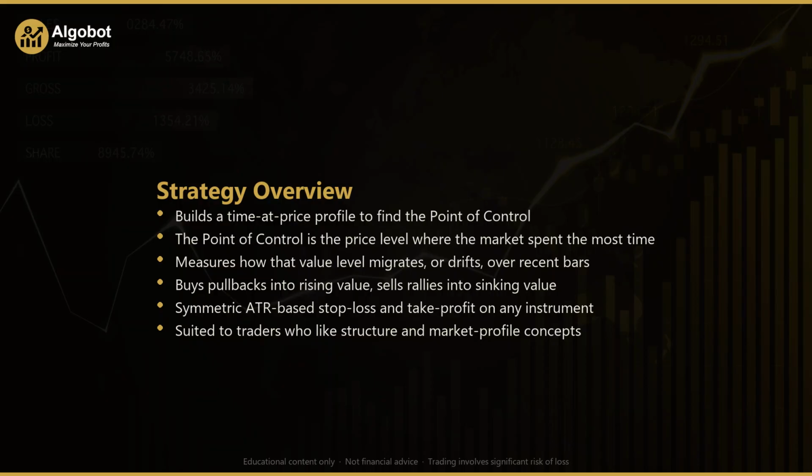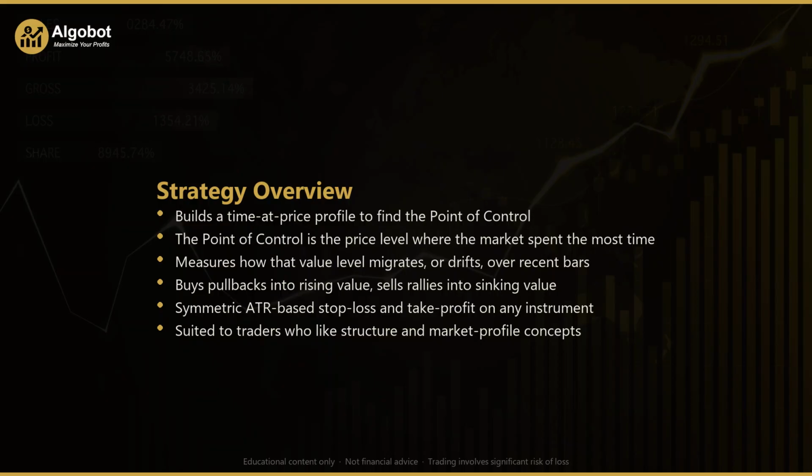In plain language, the point of control is the single price level where the market has spent the most time over the window. Many traders think of it as a kind of value magnet. Because the buckets are sized from the data itself, the strategy adapts to any symbol and any time frame without needing a fixed point size. That is a neat, self-scaling design.